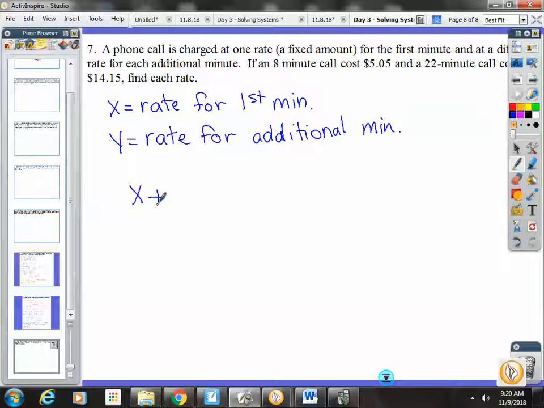How many additional minutes do we have? 7. So let's do 7 times whatever that additional rate is. So the first minute we're paying X. So we pay X only one time, don't we? That's only for the first minute. The additional minutes, there's 7 additional minutes in an 8-minute phone call. We're going to pay a rate of Y. How much total was that phone call, the 8-minute phone call? $5.05.